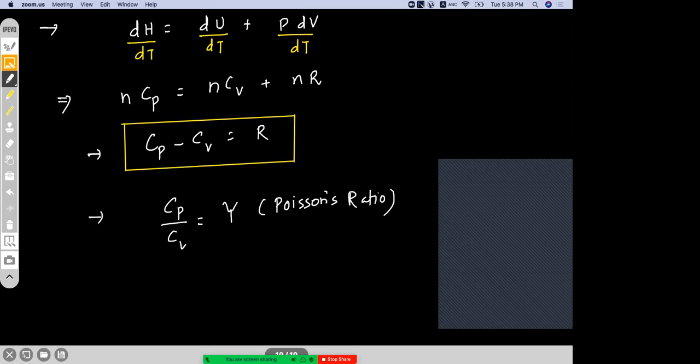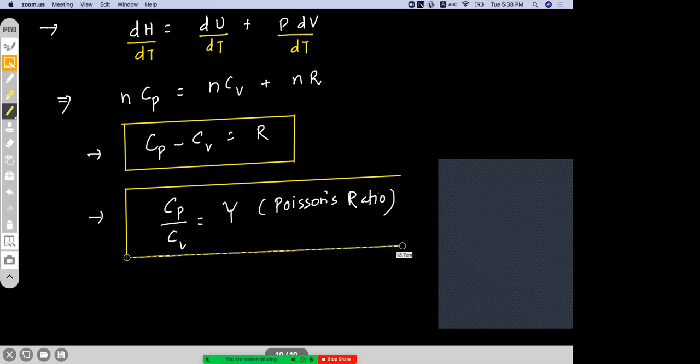Another formula is this. What is this, Cp and Cv? Is it molar or specific? Cp and Cv, molar or specific? It is molar heat capacity. Okay. So what is that symbol? This is gamma. We call it gamma. Poisson's ratio, we call it.